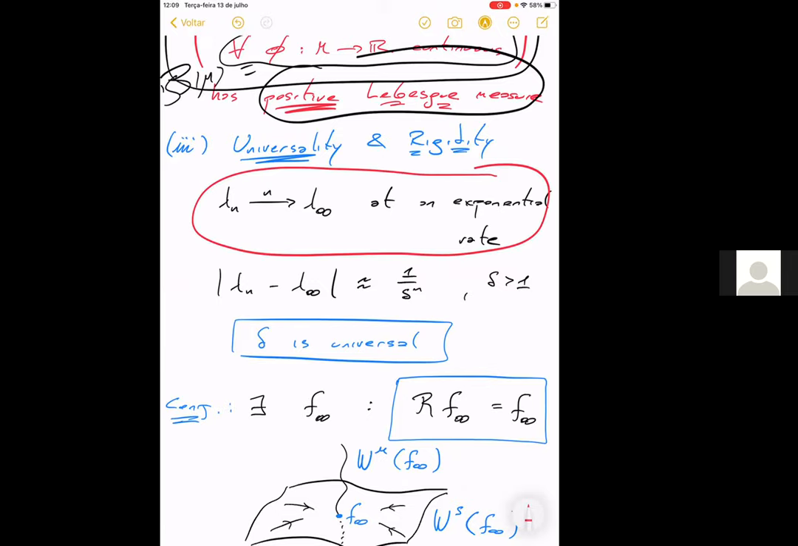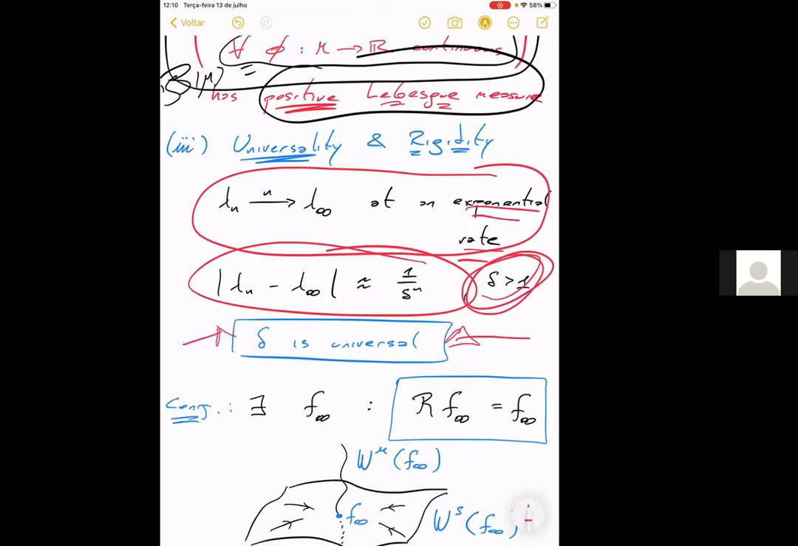The fact is that people were studying this in the late 70s, physicists, and found that for many different families, any family with this topological picture that I was describing, the rate of convergence, this exponential rate, was universal, always the same. If you write the rate of convergence as 1 over delta to the power n, then this delta, bigger than 1, was, the word they used, universal. It was independent of the family. It's not so difficult to prove that any family has the same topological picture, but their rate of convergence was the same. And this was quite surprising.